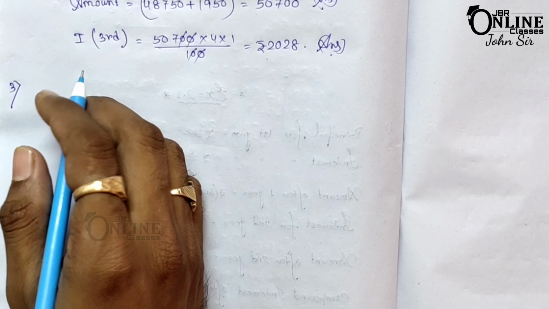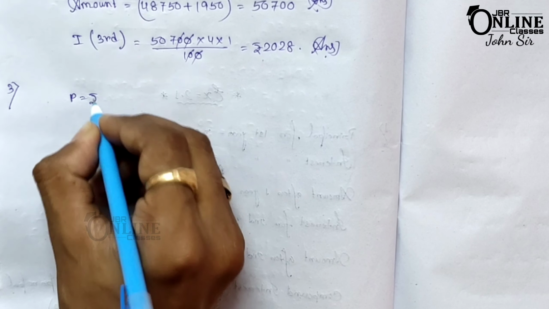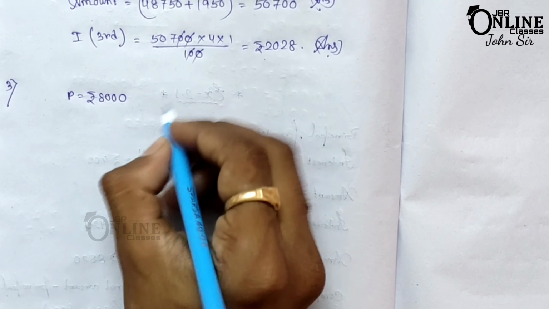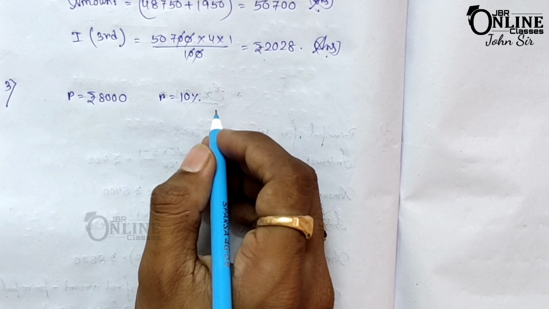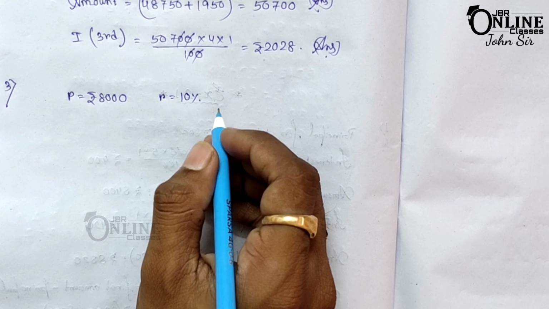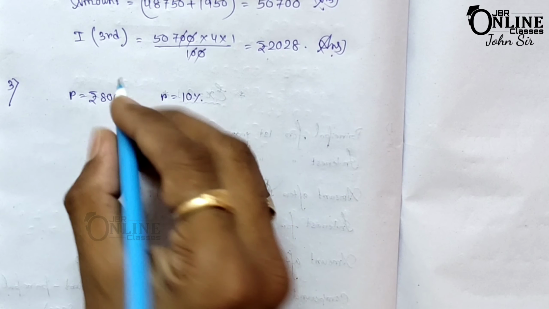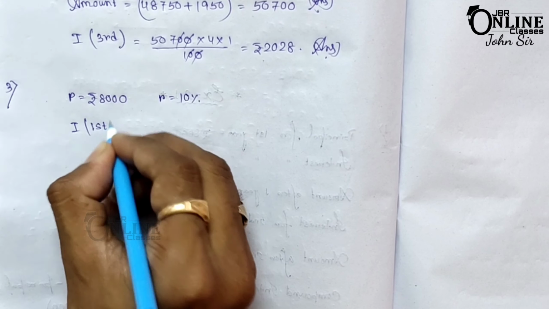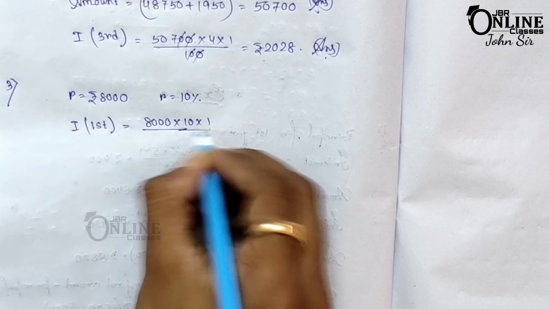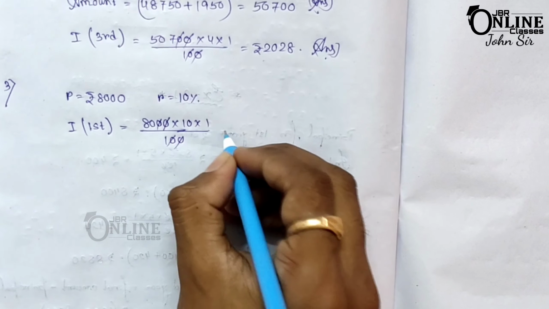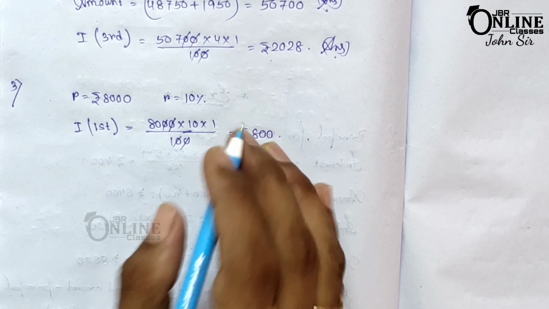Sum number 3. Calculate the compound interest for the second year on rupees 8,000. Here principal equals 8,000, rate of interest equals 10%. And also find the sum due at the end of the third year. First year: principal equals 8,000, rate equals 10%. So interest for the first year will be 8,000 into 10 into 1 by 100, that equals rupees 800. So rupees 800 is the interest for the first year.